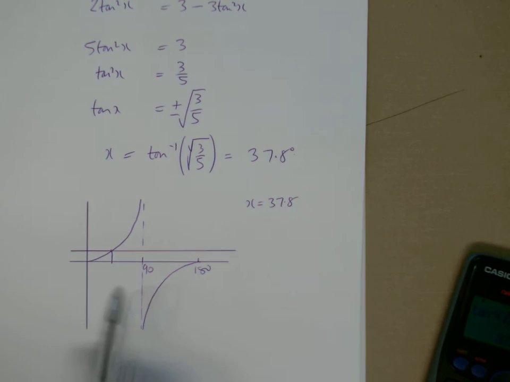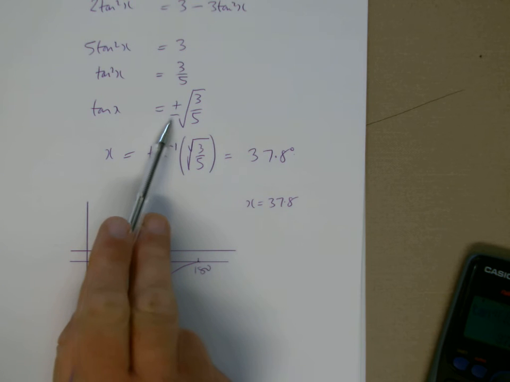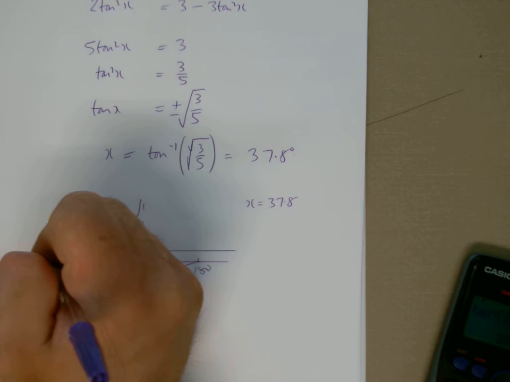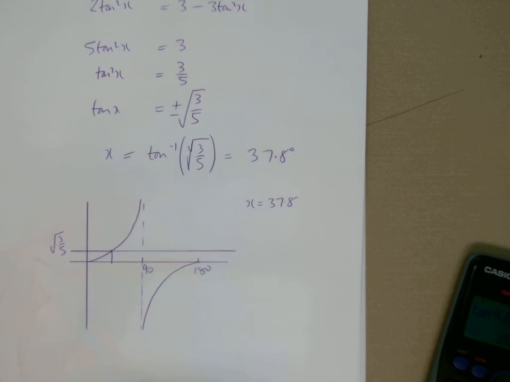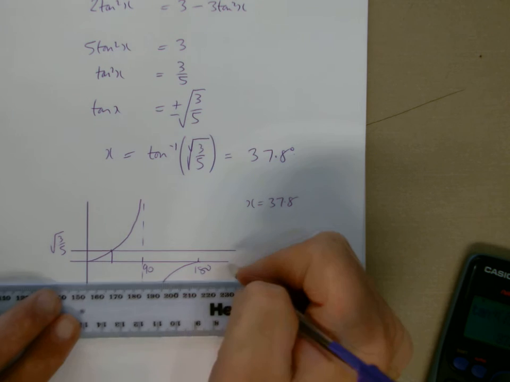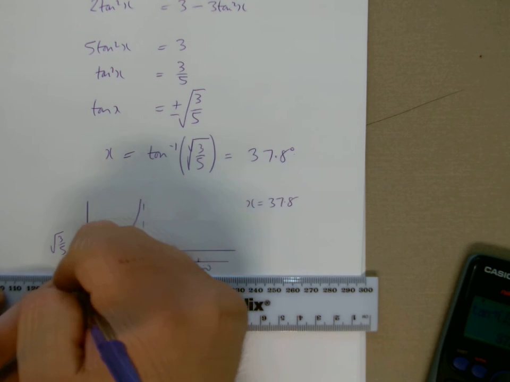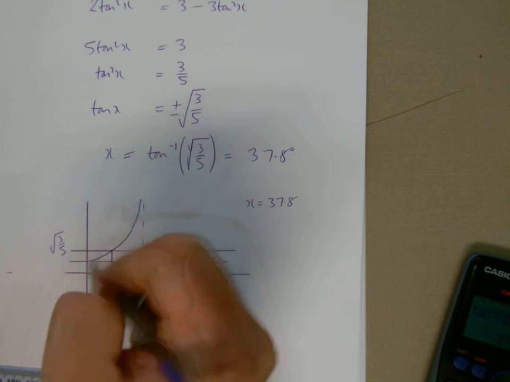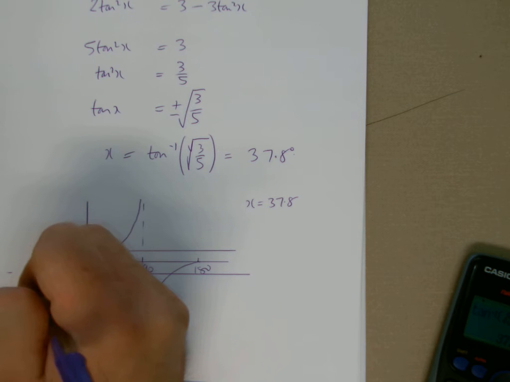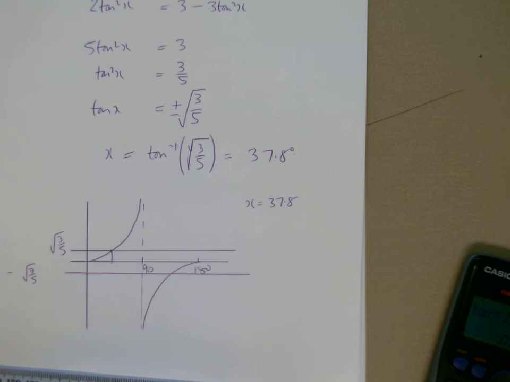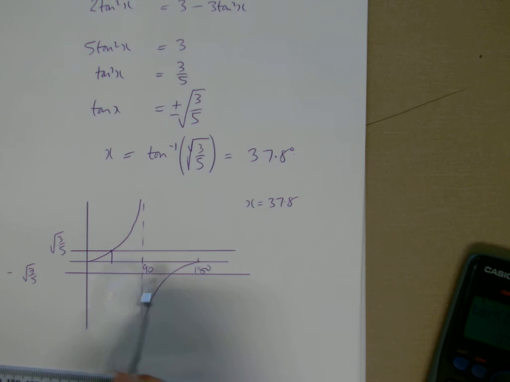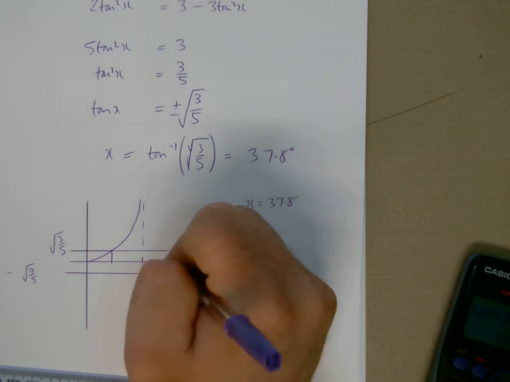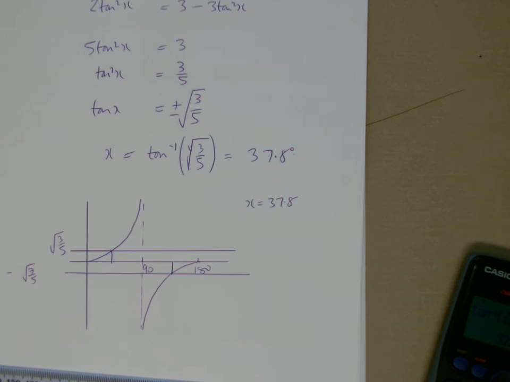Okay. Now remember, it could equal minus root 3 over 5 as well. So if this is root 3 over 5 here, minus root 3 over 5 will be down here, won't it? It'll be virtually just the other side. Minus root 3 over 5 will be there. Now, we've got that solution, haven't we? Trouble is, I don't know what that solution is.